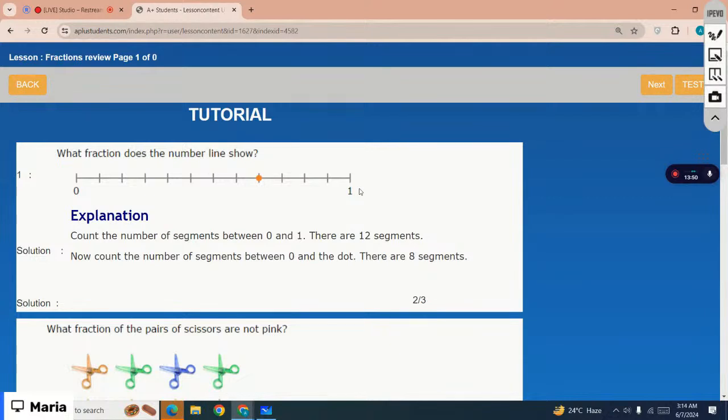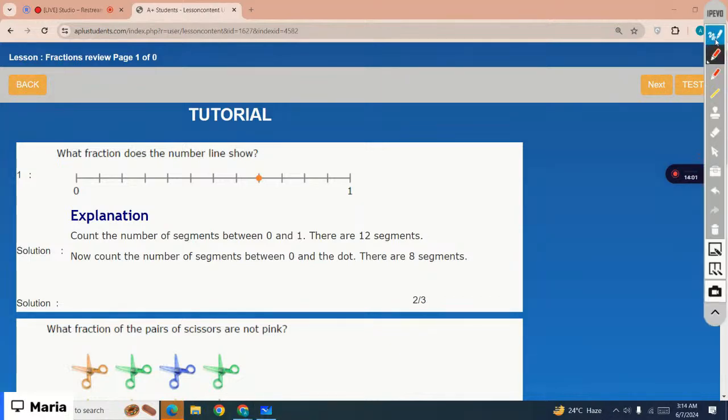The total segments are 12, right? And the shaded part is, I think, 8. 8 out of 12 it is, right? You can divide them by the common number, that would be 4. So 4 times 2 is 8 and 4 times 3 is 12. So the correct option is 2 out of 3, right? The correct option is 2 out of 3.